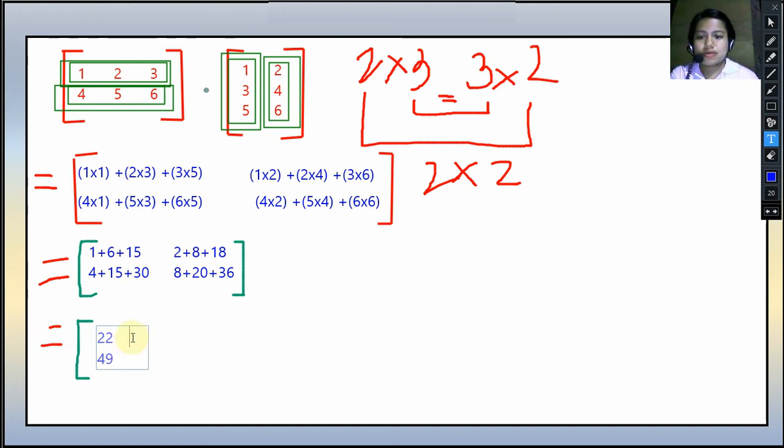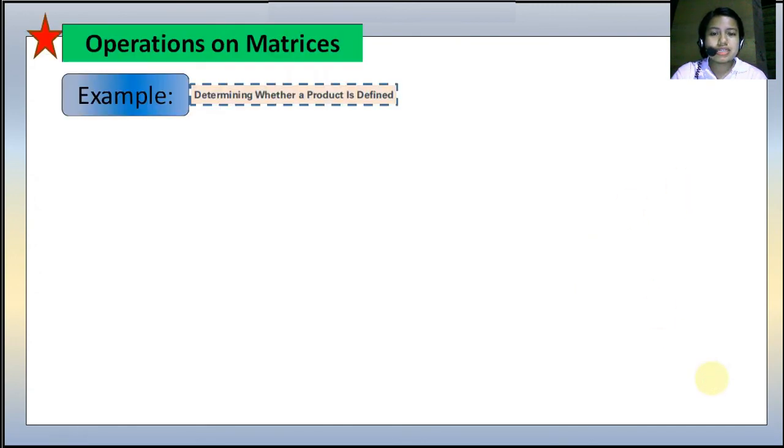Then we have 2 plus 8, that's 10, plus 18, that's 28. Then we have 8 plus 20, that's 28, plus 36, that's 64. So that is our answer for the multiplication of these two matrices. So this is our answer: 22, 28, 49, 64.